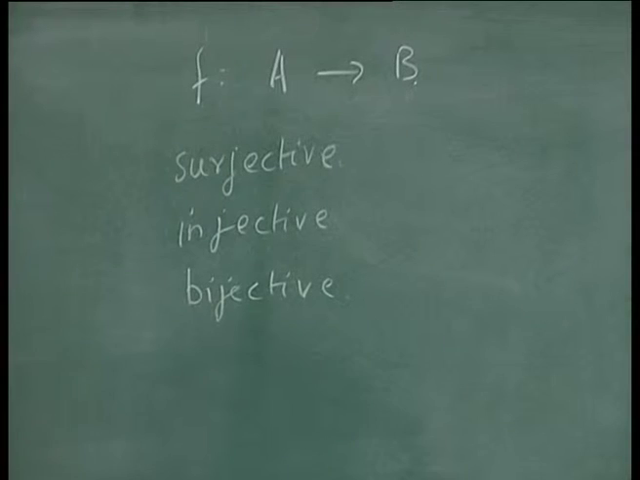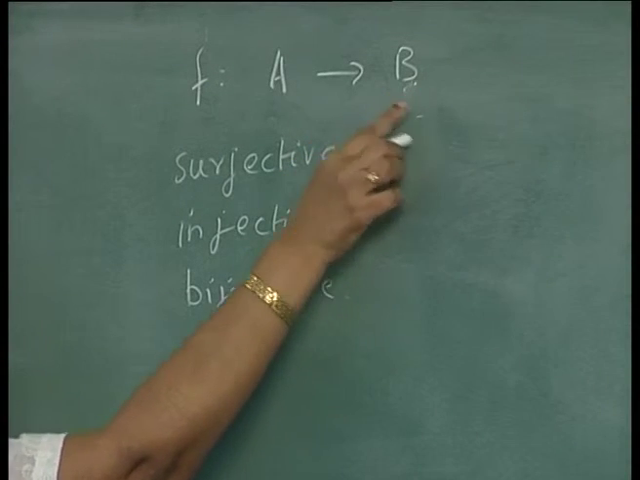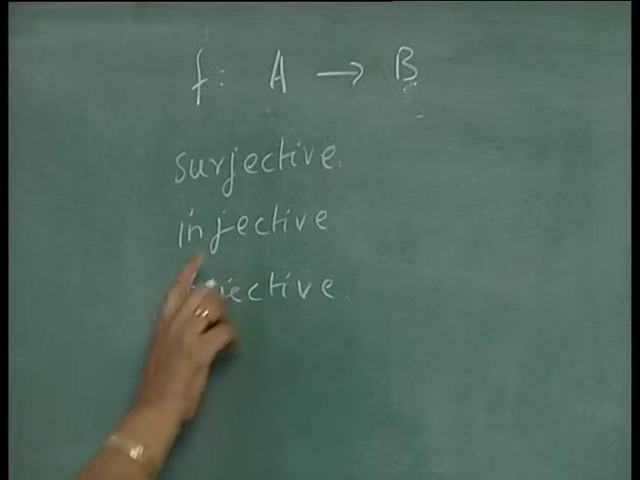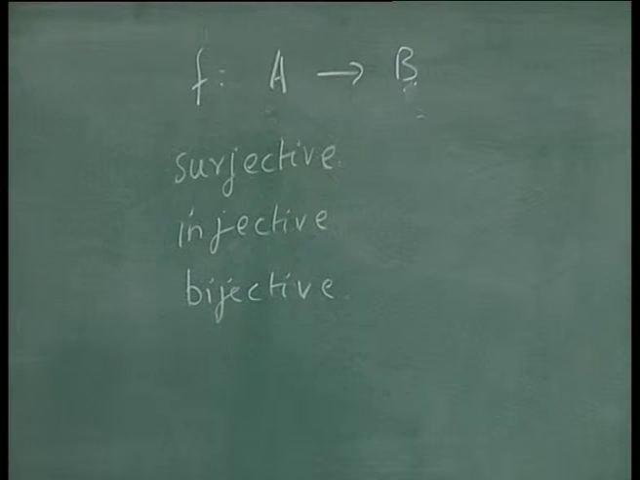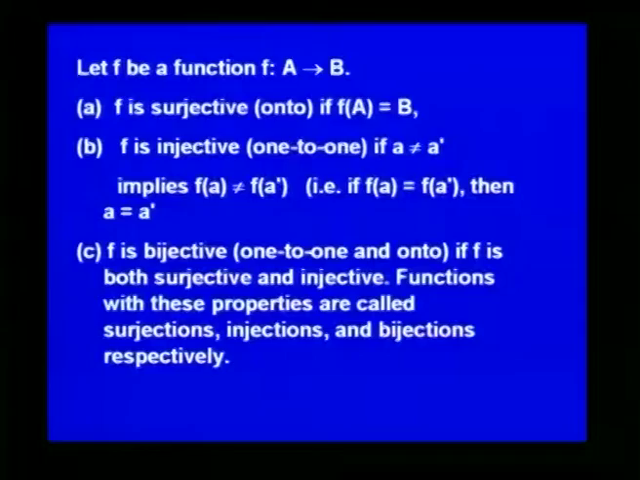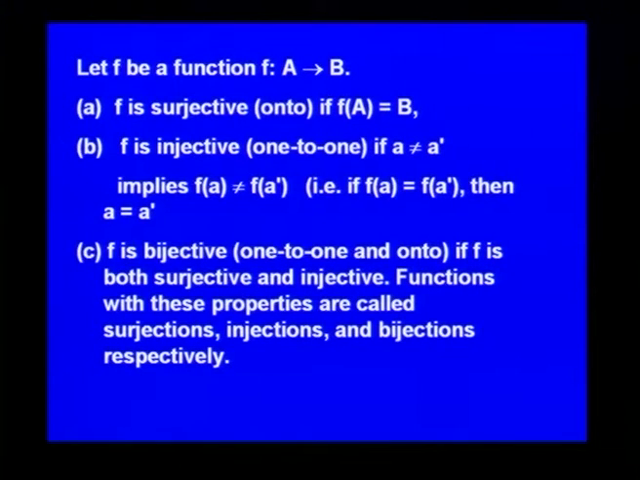In a surjective function, every element of B will be an image of some element of A. In an injective function, different elements of A will be mapped onto different elements, and if a function is both surjective and injective, it is called a bijective function. So, this definition we have already seen. Anyway, let us recall this.